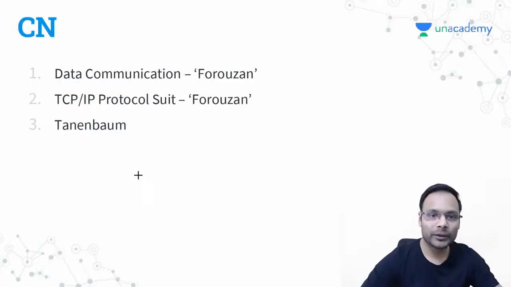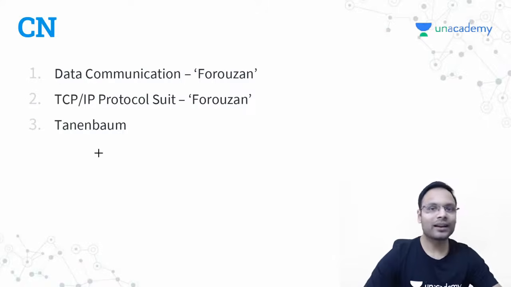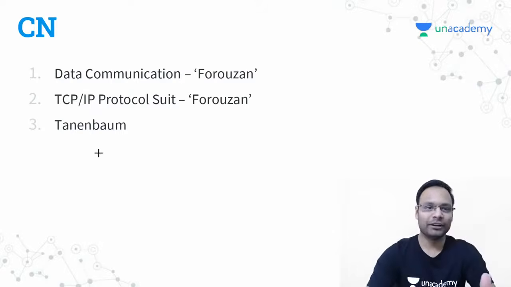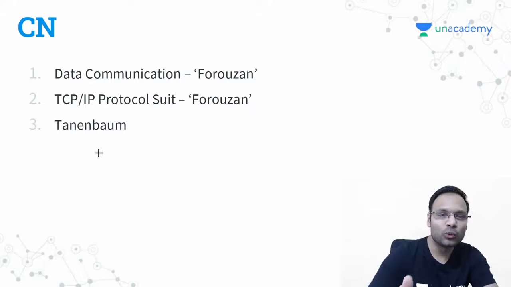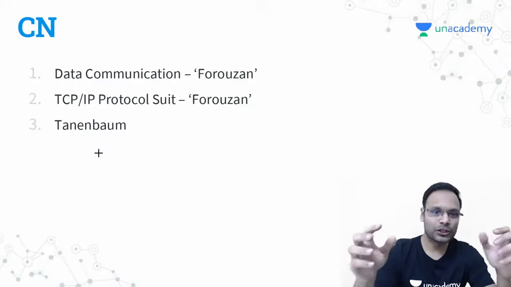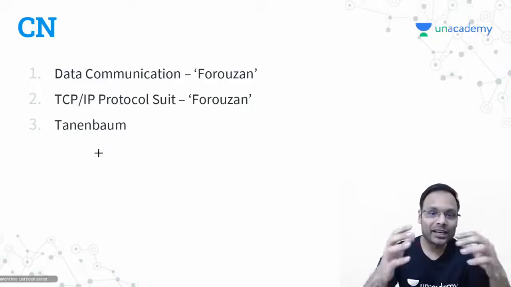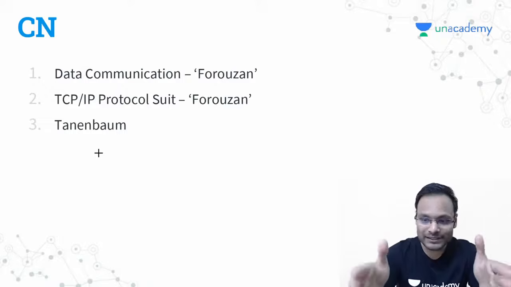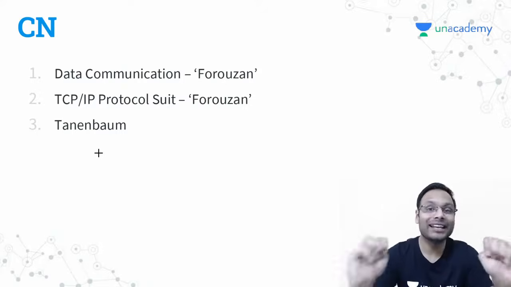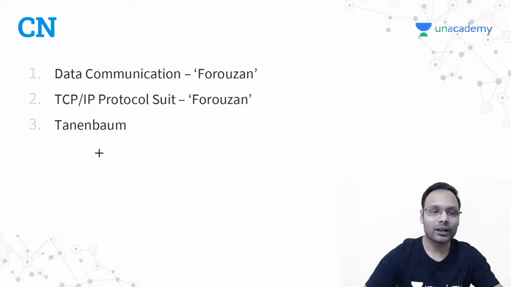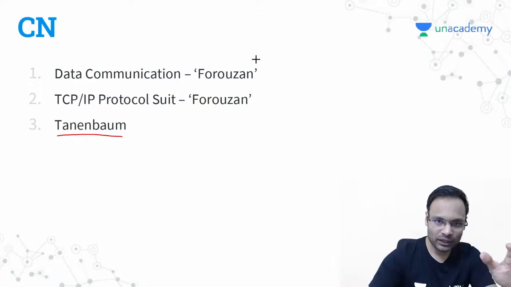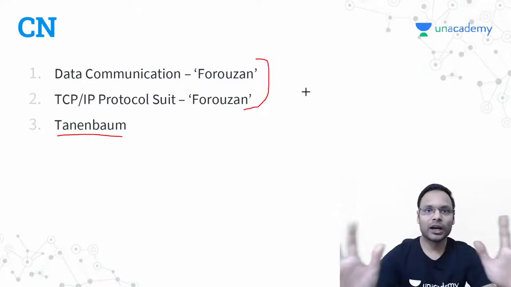Then you have Computer Network. For Computer Network, these books are more than enough. Forouzan has almost everything, but for Forouzan you will have to take two book references. One is for data communication, and one is for the TCP/IP protocol suite, because you will not get both in a single book. But Forouzan has given every single topic in the simplest possible manner, so you will never refer to any other book at all. But still, if you would like to, you can go for Tanenbaum.